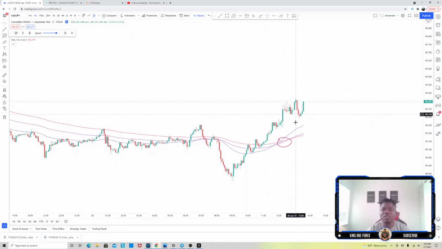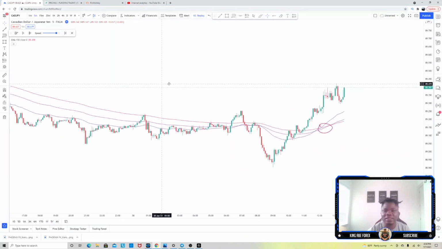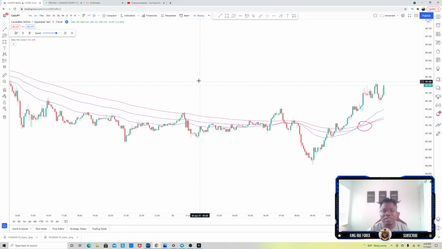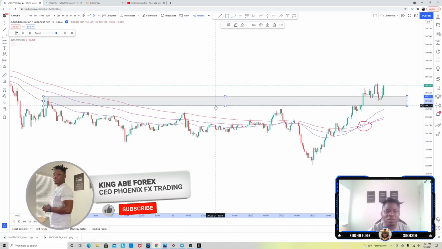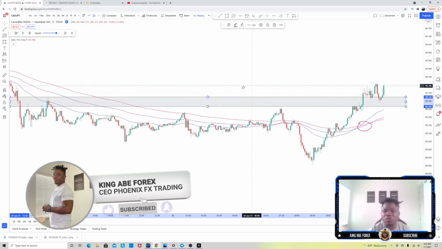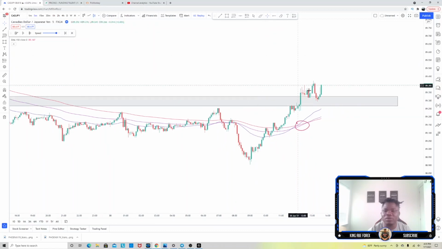And what else do we see here? If we look to the left-hand side, we can absolutely see that we had a resistance zone over here. As you guys can see, we had a resistance zone right over there. So now what did price do? Now that we had the cross, price came back and we tested that same zone again.